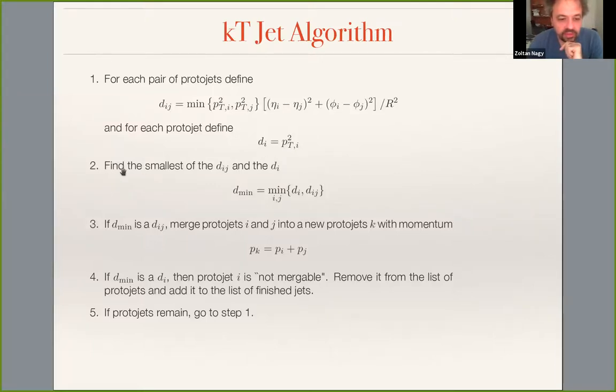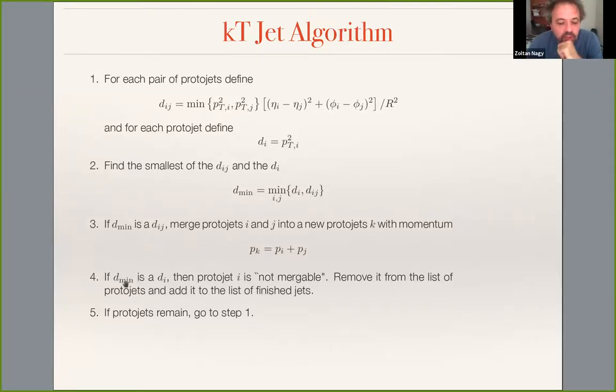Okay, so in the next step, find the smallest of the Dijs and Dis. Of course, you have to calculate these quantities for each pair of protojets and for each protojet, and you find the minimum. If the minimum is a pair, this Dij, that means they are really close to each other, so you have to merge them according to some merging procedure. The simplest one is just to sum the four-momenta, add the two four-momenta.